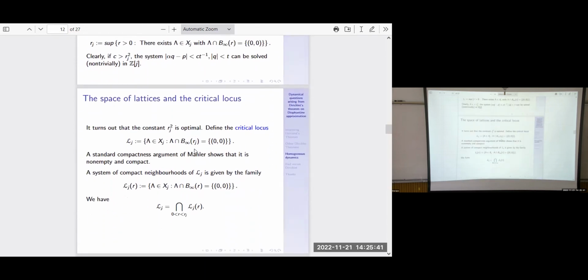It turns out that Rj squared is actually optimal in Dirichlet's theorem. I haven't shown you that Rj is 1 or something, but I'm just abstractly telling you that there is this constant which is optimal for Dirichlet's theorem. So it's optimal by definition, right?